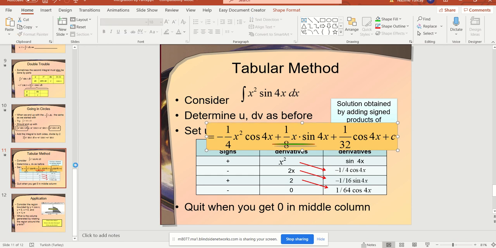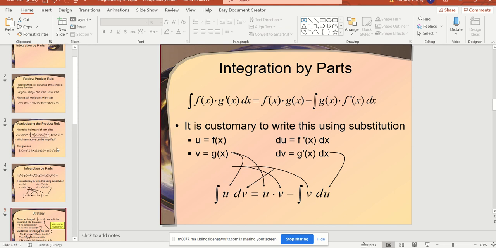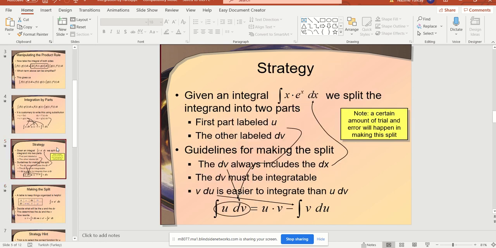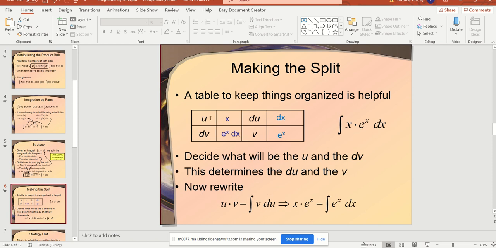The tabular method and the rest of what we say today. Today we see two methods. The first method is this one. We decide u and dv, and we write it like this: u multiplied by v, minus integral v du. And the important thing here is choosing what is u and what is dv.